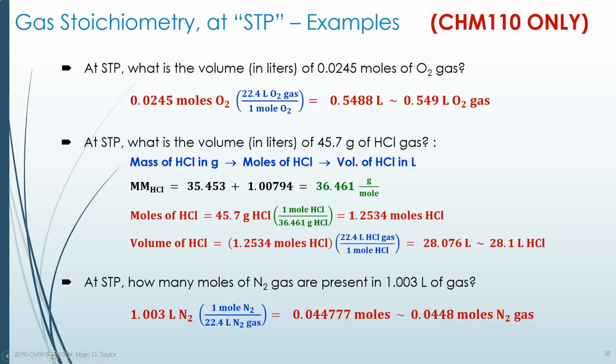And we get, after we round it, and this should have been rounded, well, if we use the 1.003 liters, you'll see that's 4 significant digits, but the 22.4 liters is really only 3 significant digits. So we round our final answer to 0.0448 moles of nitrogen gas.